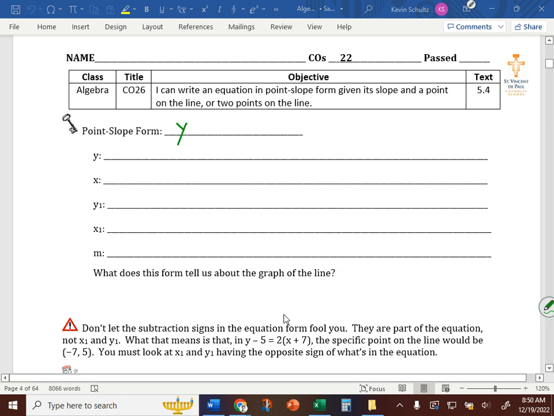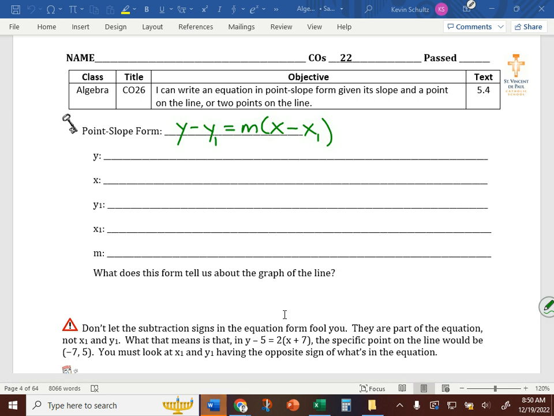y minus y1 equals m times x minus x1. Remember those lowered numbers are not powers. It's not y to the first power, which is just y. It's like our slope formula, y2 minus y1, that situation. y minus y1 equals m times x minus x1.